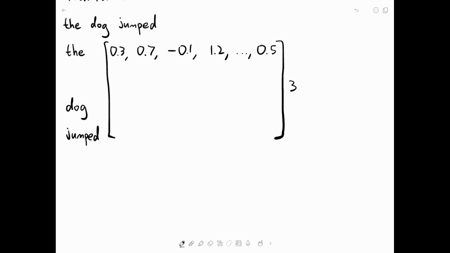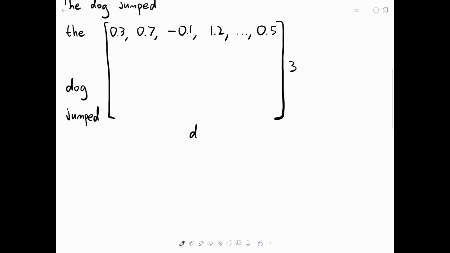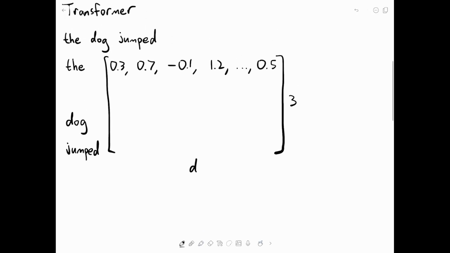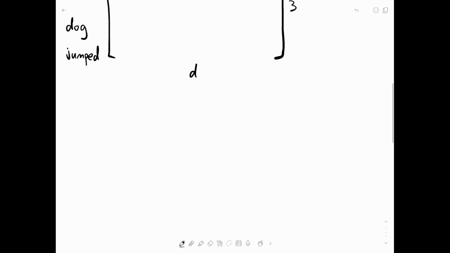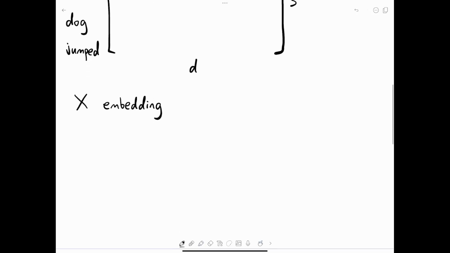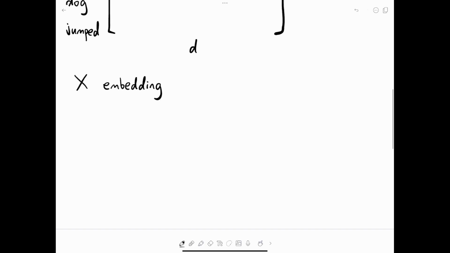This 3 by d dimensional matrix may represent the sentence, "the dog jumped." So this is our input, and we call this input x. These are also known as embeddings because they embed language into a vector space. Okay, so we have our input x, which is an embedding, and our goal is to produce an output y.